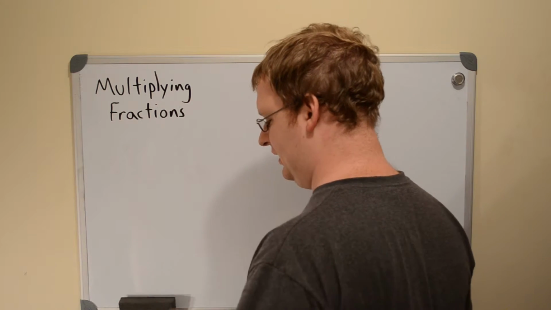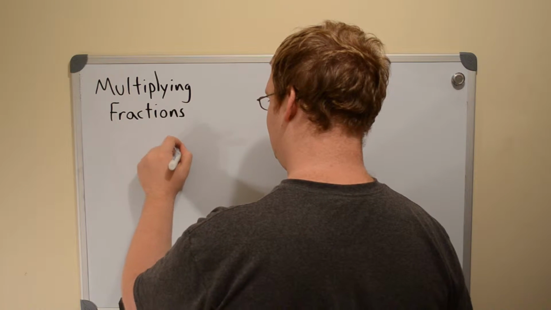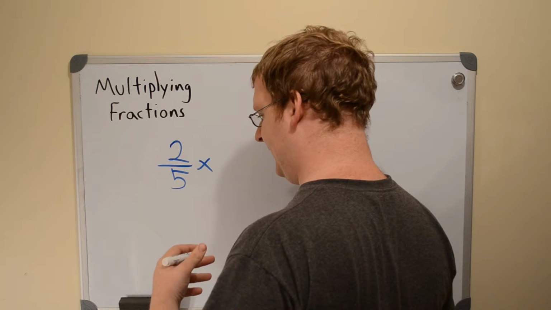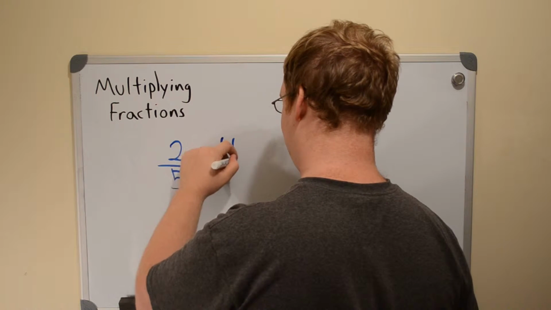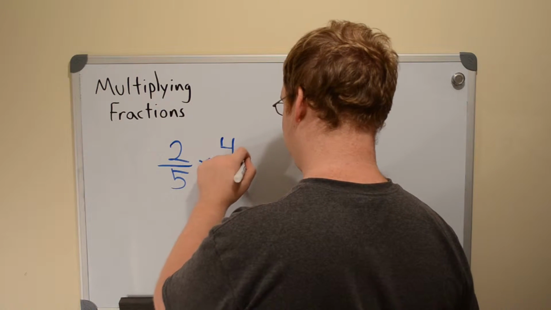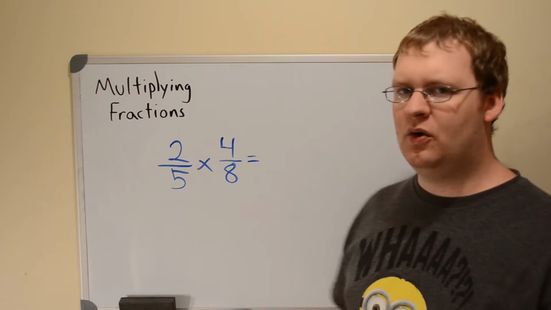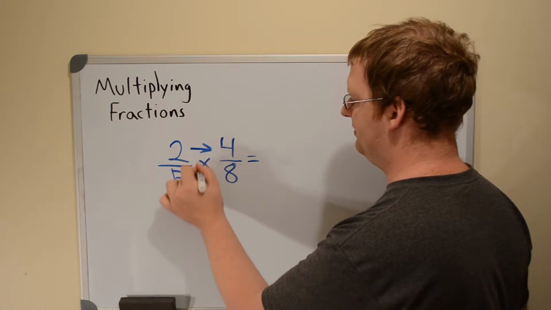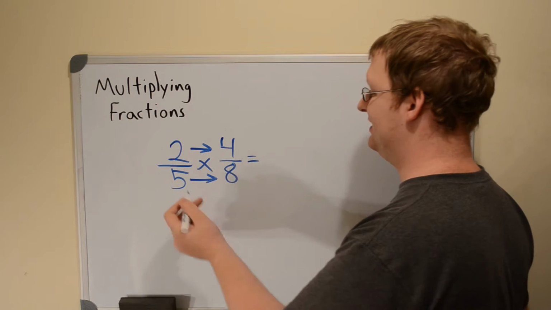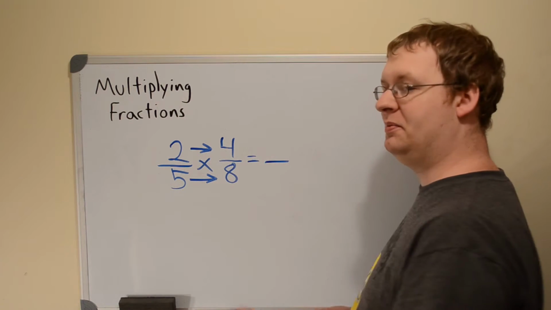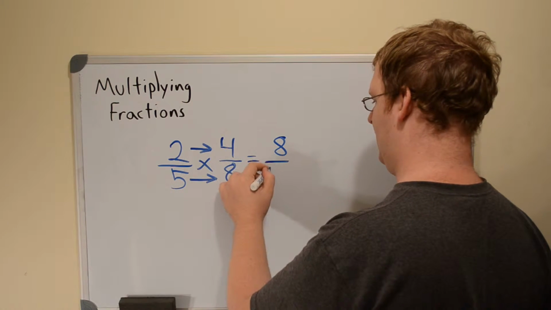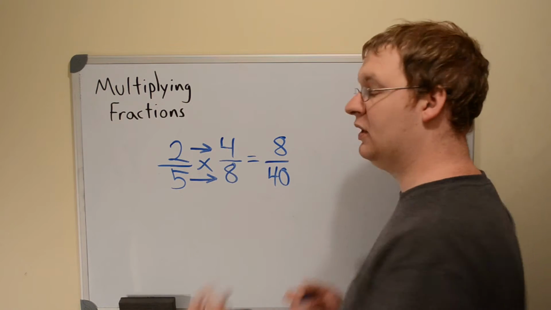What if we did 2/5 times 4/8? And we want to know what the answer to this is. Well, same thing. We're going to multiply straight across. And this is how you do all multiplication for fractions. You're going to get 8 and 40, and then you want to simplify this.